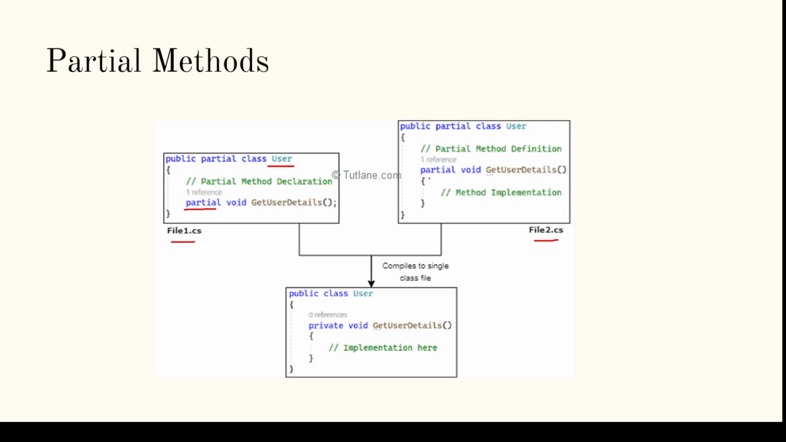If you see here, we have the partial void GetUserDetails, and we also have the implementation of this method. When the compiler runs and compiles the code, it will look for the partial methods and compile those methods into one single file. And this is how we will be able to use partial methods. So let's open up Visual Studio and understand this with an example.